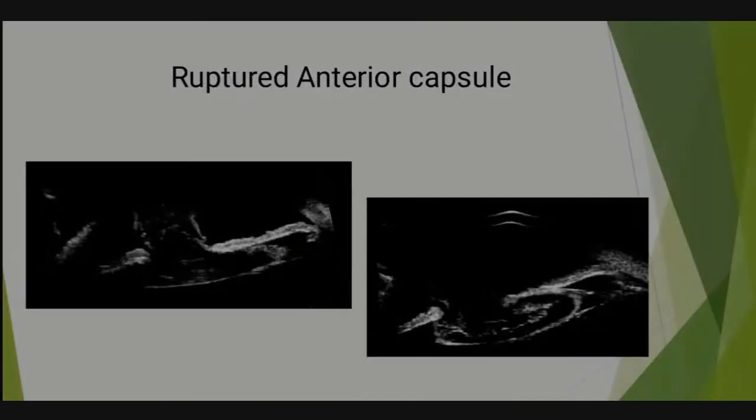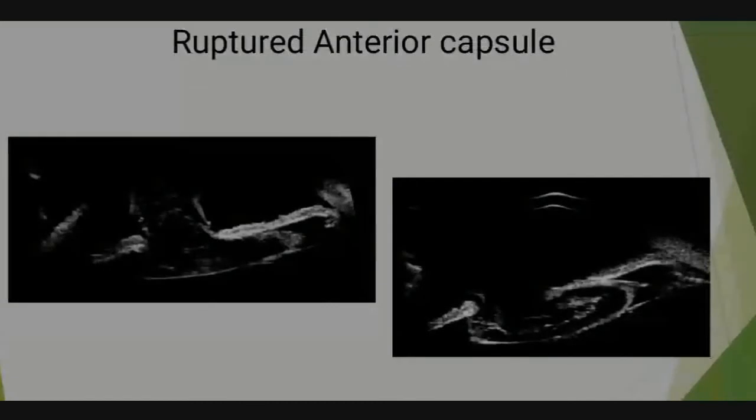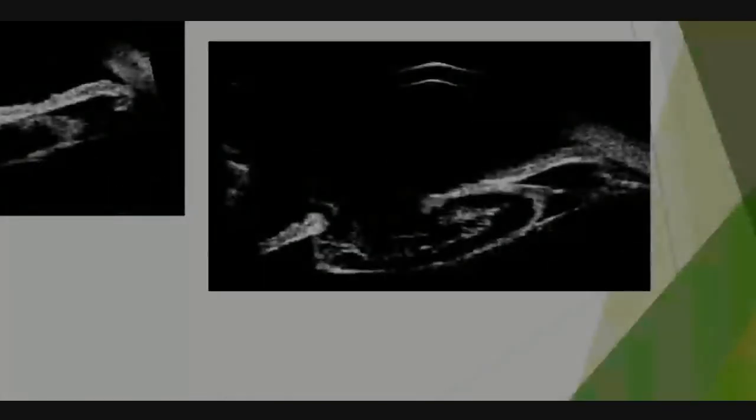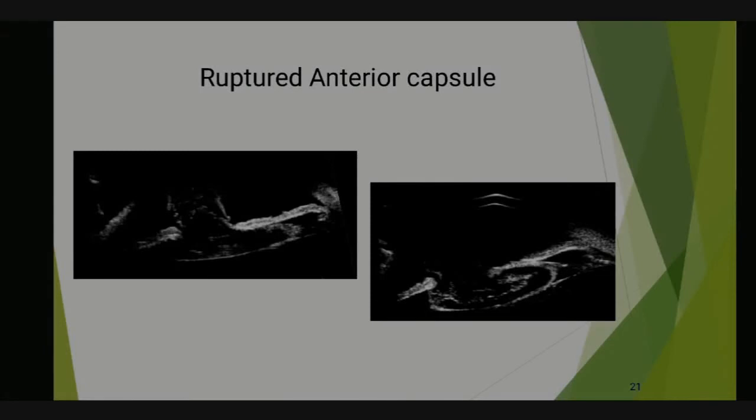Next, we can see that in cases of trauma, the capsule is ruptured. So here the images of a ruptured anterior capsule will look like this. You can see it is clearly visible in this. We can see the anterior capsule is not intact, so the lens material is coming out here. You can see the first and second images. So this is how an image will look when the anterior capsule is ruptured.